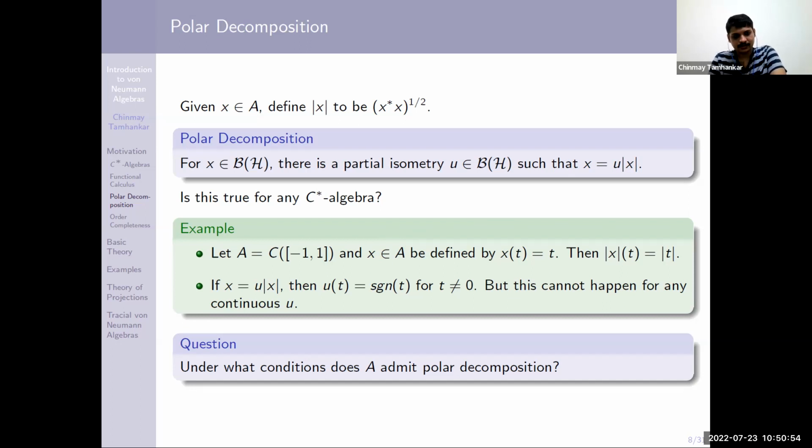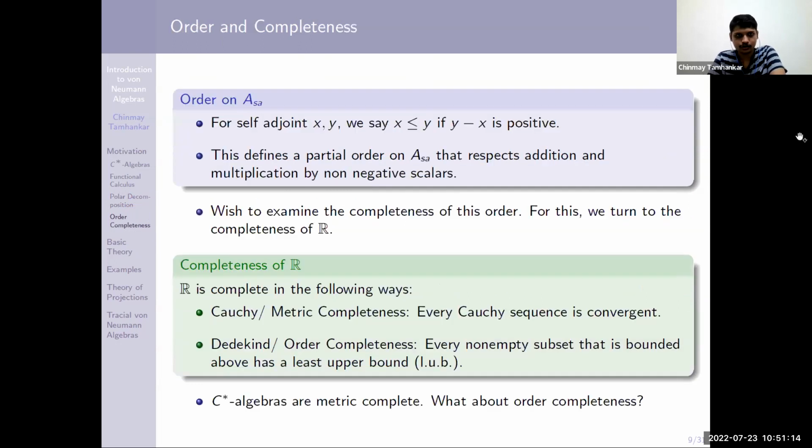And now the last property we want to explore is something called order completeness. It's perhaps the most important property because this order completeness along with an extra technical condition will guarantee the existence of the Borel functional calculus as well as polar decomposition. So let's go to order completeness. We define an order on the self-adjoint elements of a C-star algebra. Recall that these are analogous to the real line. Given any self-adjoint x and y, we say x is less than or equal to y if y minus x is positive. And this defines a partial order on A_sa that respects addition and multiplication by non-negative scalars.